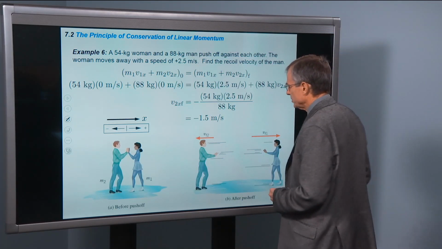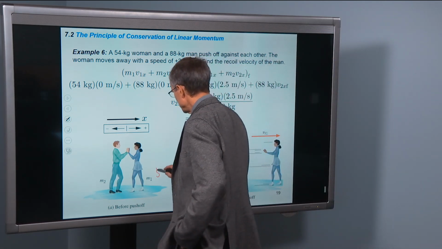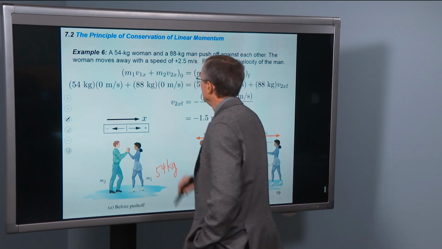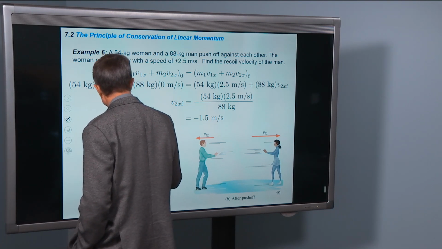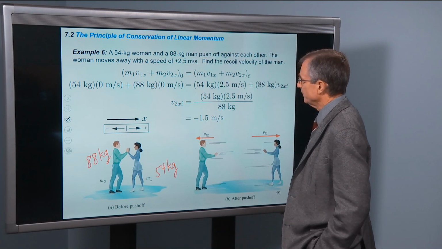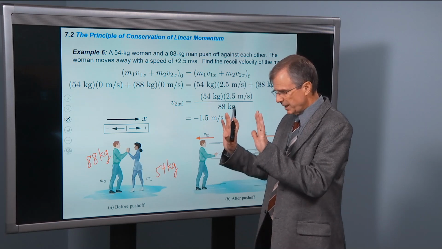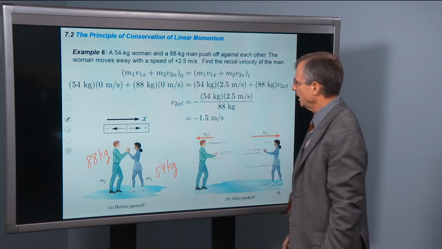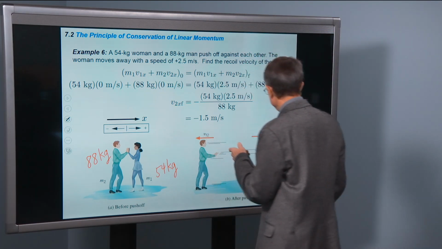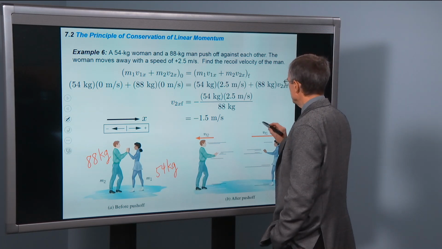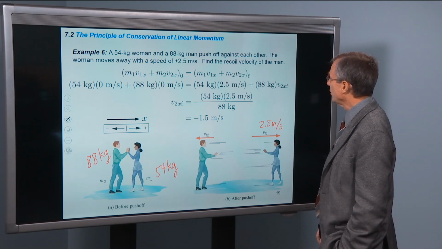All right, let's do an example. So finally, a 54 kilogram woman and an 88 kilogram man push off against each other. They're initially stationary on the ice. So they position themselves in front of each other. They put their hands against each other, then they push off away from each other. And the woman moves away with a speed of 2.5 meters per second. So this is 2.5 meters per second for the woman. Find the recoil velocity of the man.